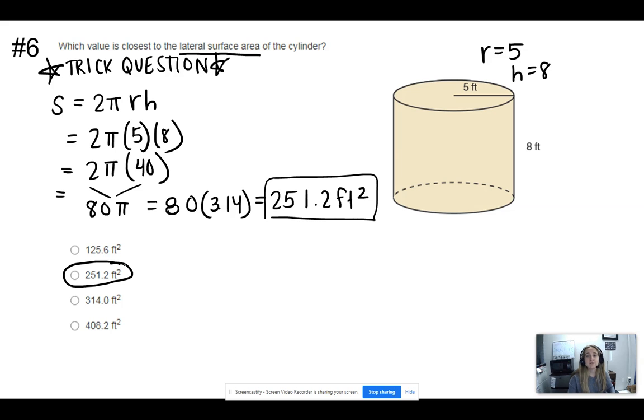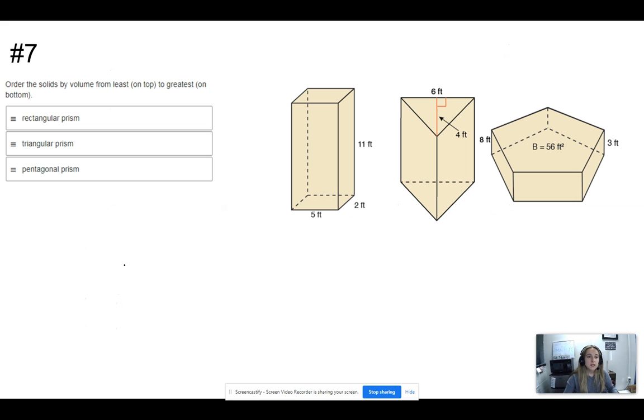Okay, so this is the value that is closest to the lateral surface area of the cylinder. Make sure you have this down, and let's go to the next one.